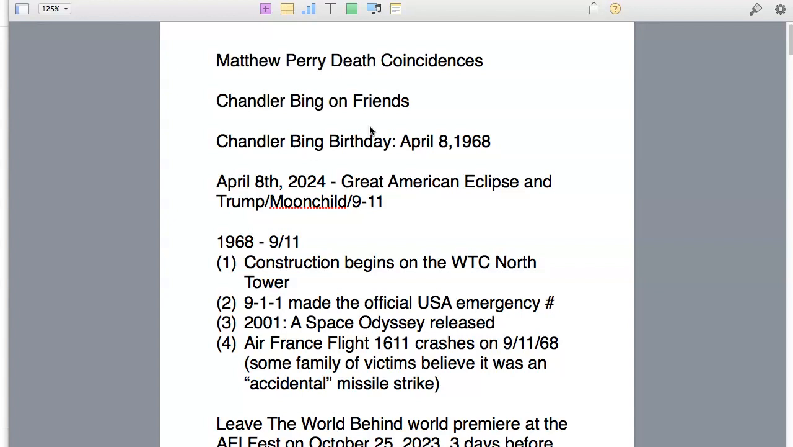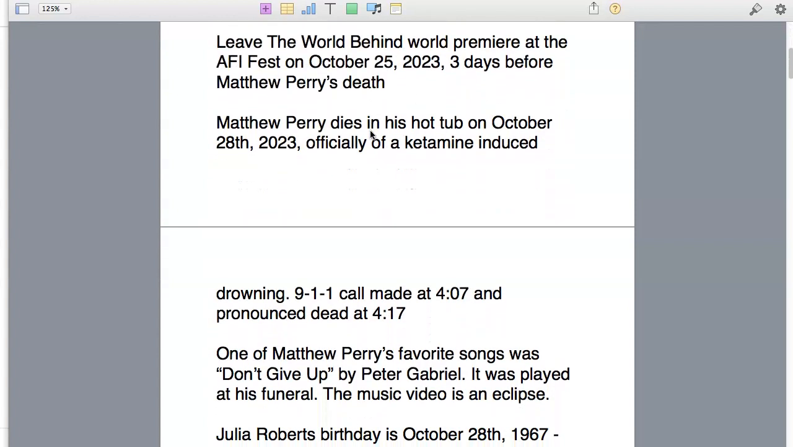So the question is, Matthew Perry just so happens to die on October 28th, 2023, a few months before the actual April 8th, 2024 eclipse. Let's ask the question then, is his death somehow ritually related to all of this? Could it have been a ritual sacrifice of sorts? Well, moving on, Leave the World Behind had its world premiere at the AFI Fest on October 25th, 2023, and this was 3 days before Matthew Perry's death. And then, as I said, he dies in his hot tub on October 28th, 2023, officially of a ketamine-induced drowning.